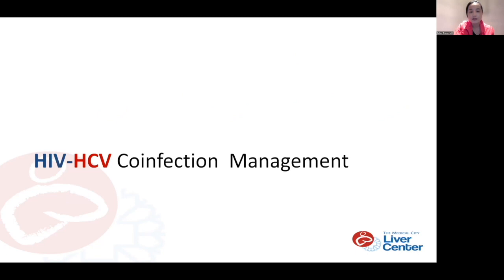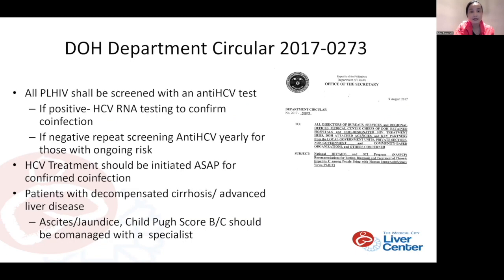So in the context of HIV, this is hepatitis C management. In 2017, the Department of Health published this circular. And in the circular, it has mandated that all PLHIV shall be screened with anti-HCV. If positive, RNA testing is recommended, while if negative, annual anti-HCV screening should be done in patients with ongoing risk. And that in general is most of our patients.